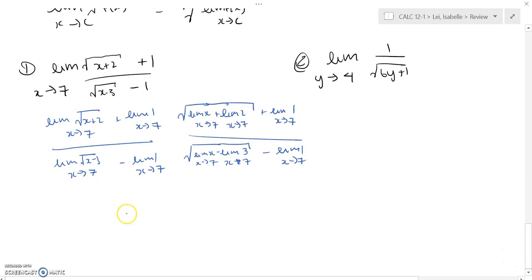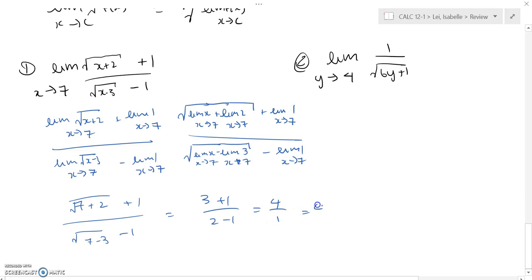If we plug our numbers in, we get 7 plus 2 plus 1 divided by the root of 7 minus 3 minus 1. So this is root 9 equals 3 plus 1, root 4 equals 2 minus 1. So 4 over 1 equals 4.